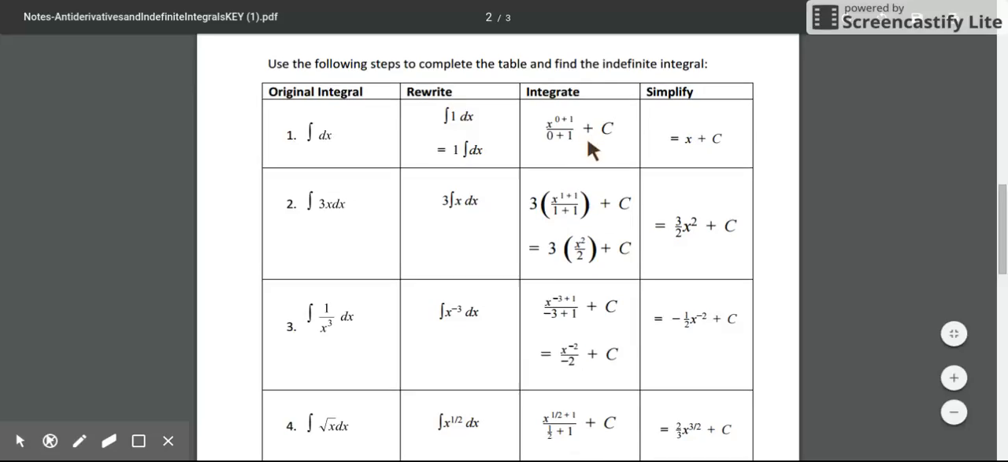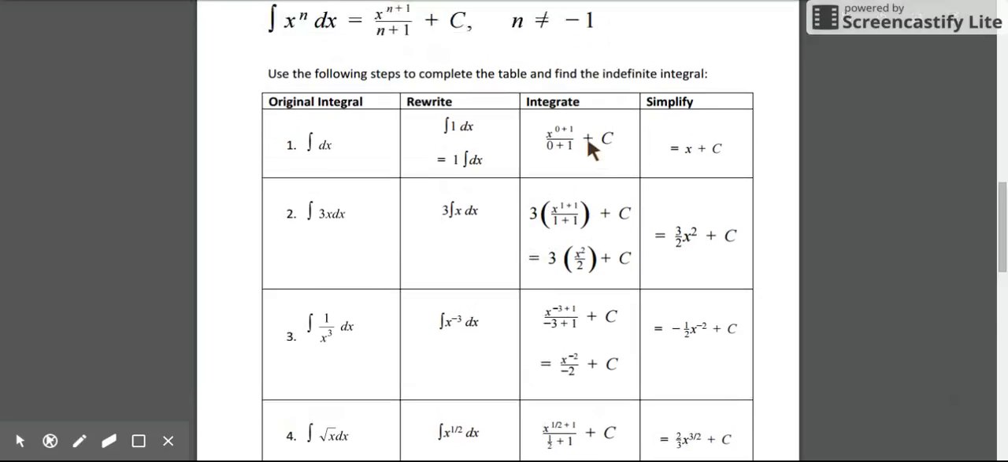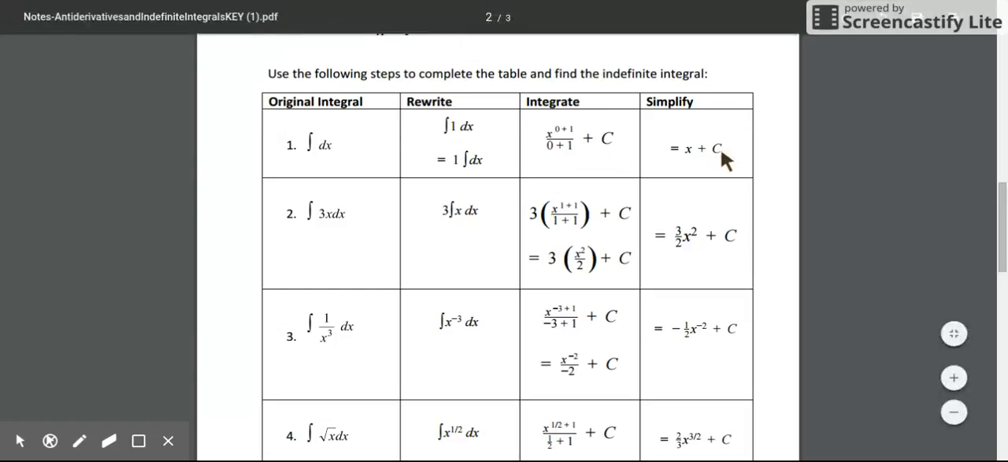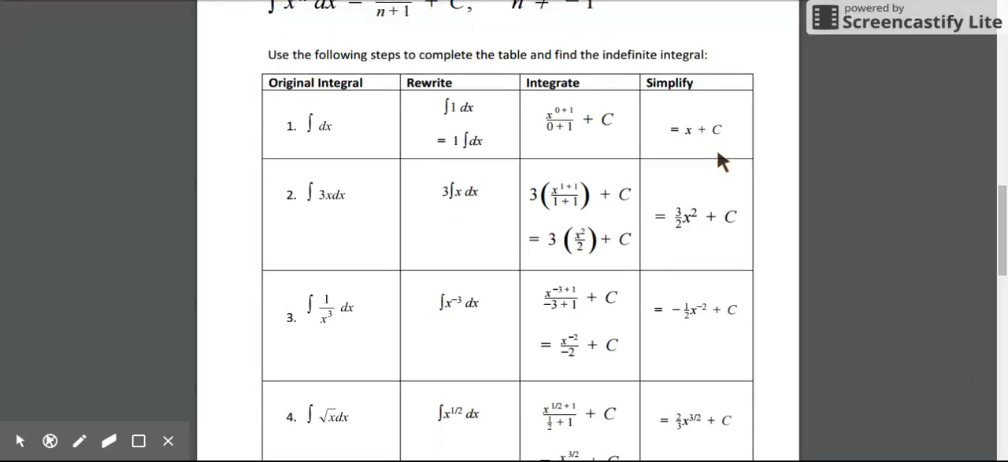And then whenever we find an indefinite integral, we're always going to add that constant of integration. In the future, we'll actually be able to solve for that value. But for now, it's just a generic c representing any constant value.